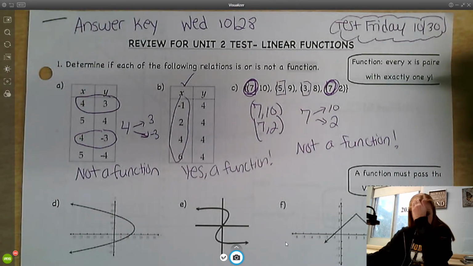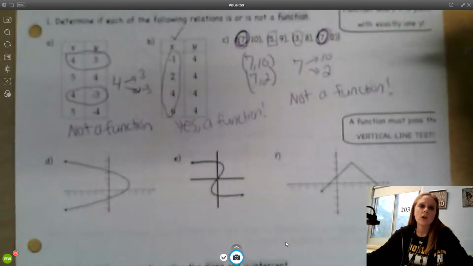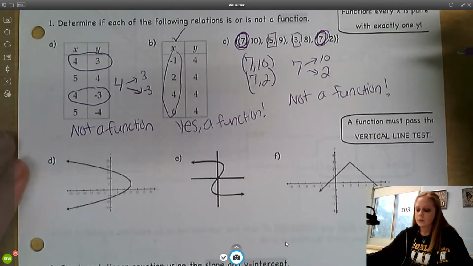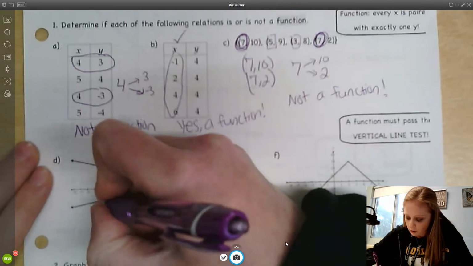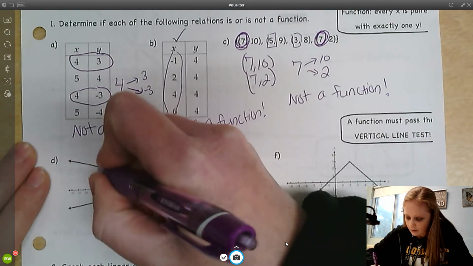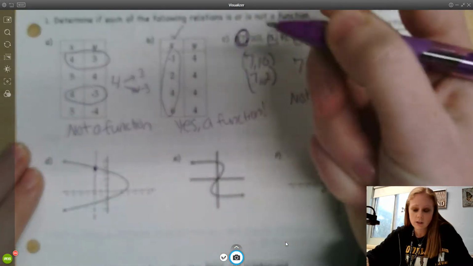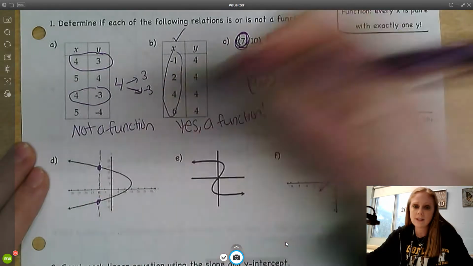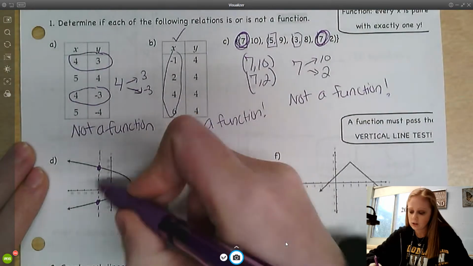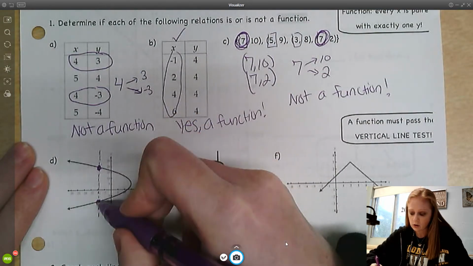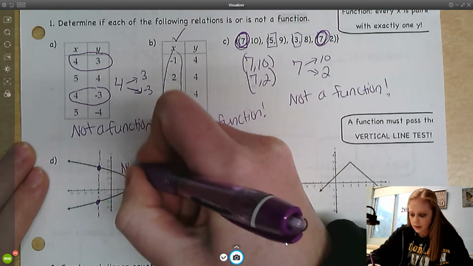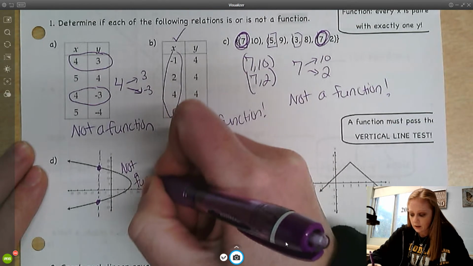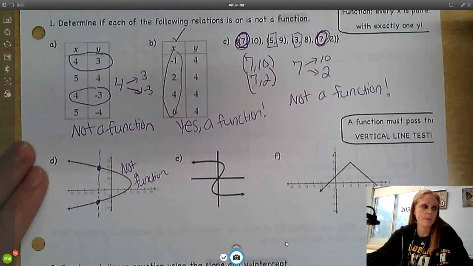Okay, let's look at D. To determine if a graph is a function, you have to do the vertical line test. So what that means is you draw a vertical line up and down going through your graph. If it only crosses once, then it's good. It's a function. If it crosses more than once, it fails the vertical line test like this one. The vertical line hits our graph twice, so it is not a function.